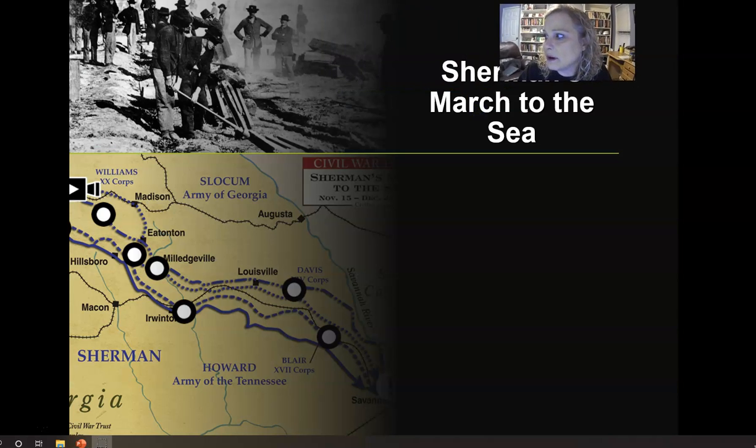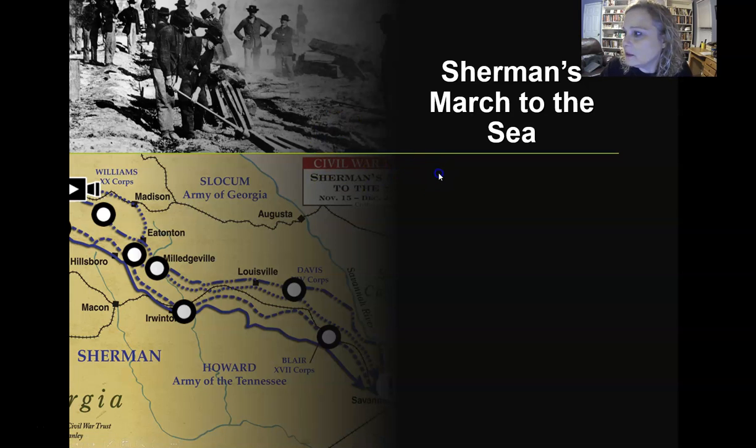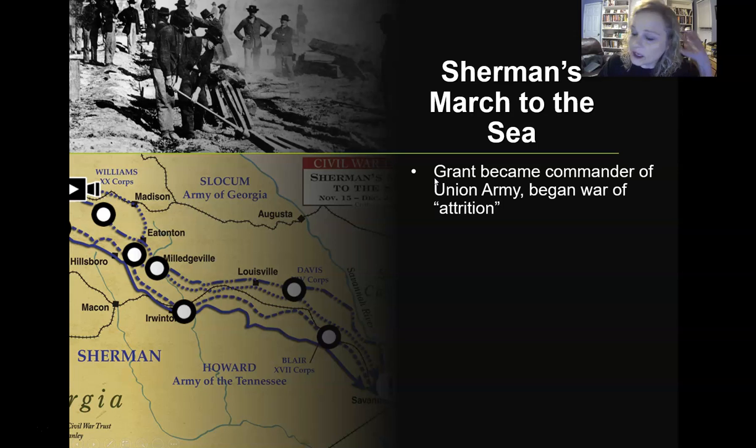Okay, to wrap the war up, we have to bring in the heavy. This turns into, really at the end of the war, a war of attrition. Grant really just wants to literally kill everybody. This really changes kind of the thinking during this time. He becomes the war commander at the time. Again, this war of attrition.